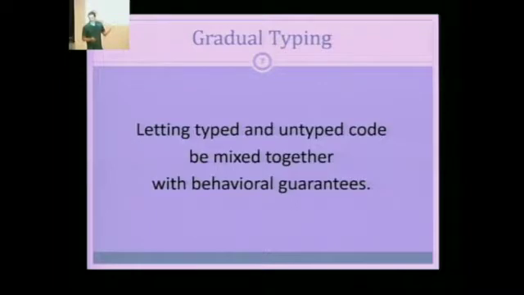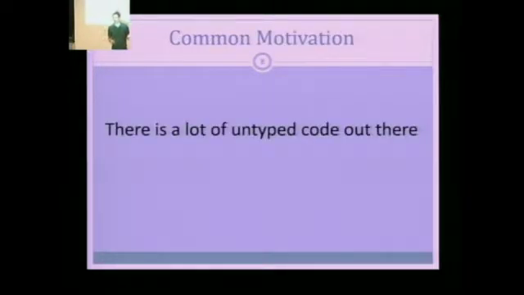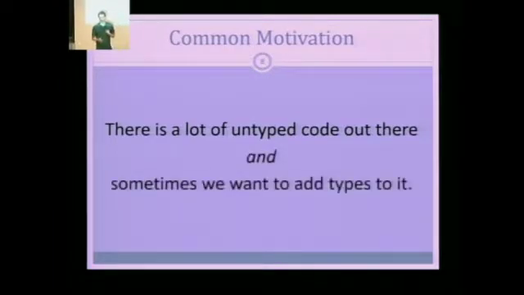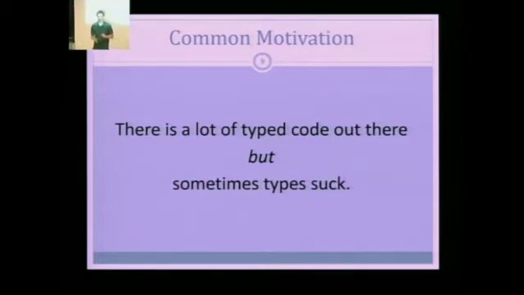So why would you care about gradual typing, besides the example I just showed? Well, very often it's motivated by saying there's a lot of untyped code out there, and for a variety of reasons, sometimes we want to add types to this code. But I'm actually not going to focus on this motivation. I'm going to focus on the other common motivation, which is the flip side. Namely, there's a lot of typed code out there, but sometimes types suck. They just get in your way.